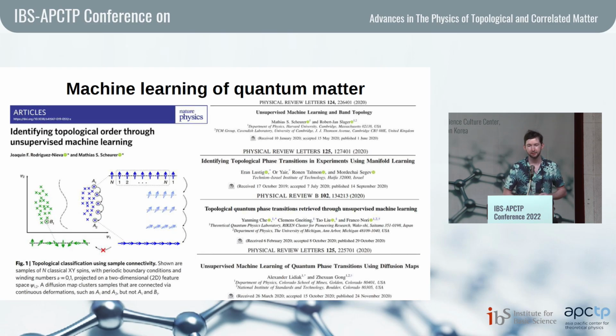Okay, so that was a very brief introduction to some machine learning techniques. Now I'll talk a bit about why this is interesting from the point of view of topological quantum matter. In the literature over the past few years, there has been growing interest in applying these kinds of techniques to detect phase transitions, including topological phase transitions, in various models of condensed matter systems.